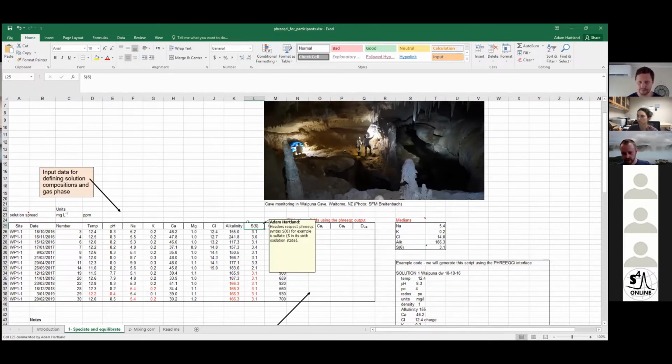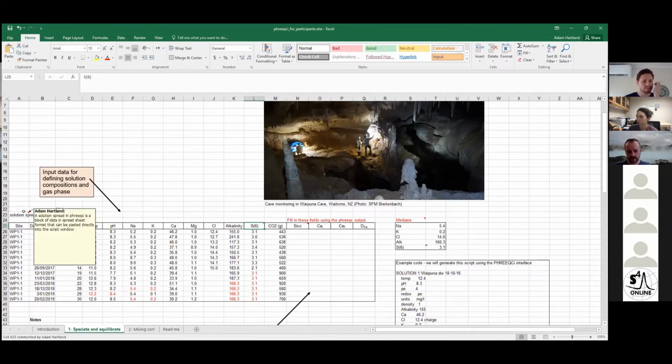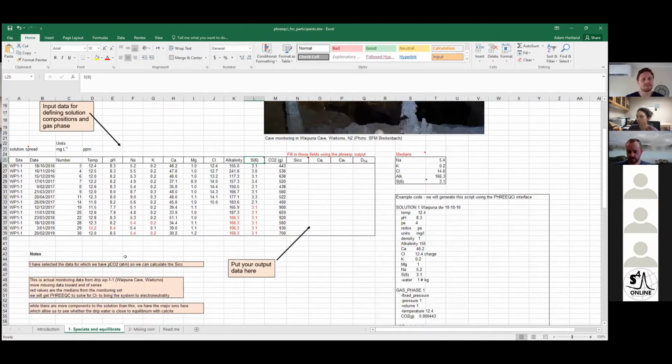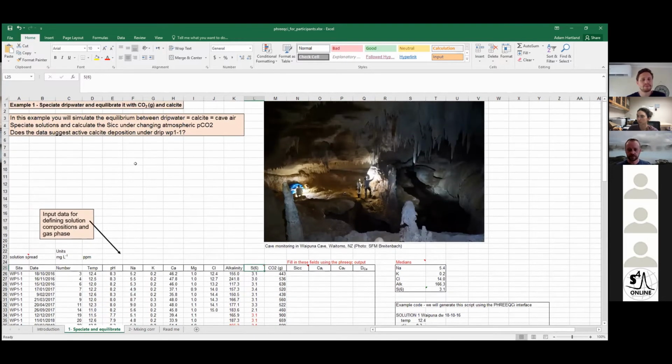And you'll see that I have added comments throughout the spreadsheet, so you can hopefully make sense of this, perhaps in your own time. So I'm going to stop sharing the spreadsheet. I will be using the data in it. And so hopefully you can all follow me. I'm just going to go into PHREEQC now.